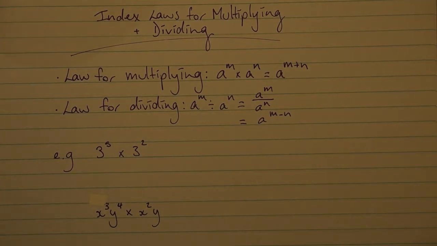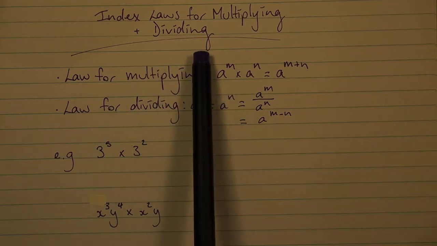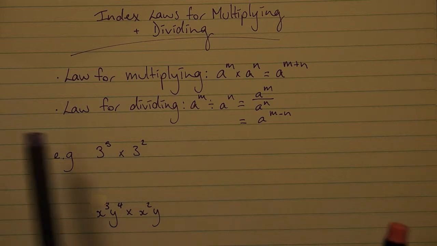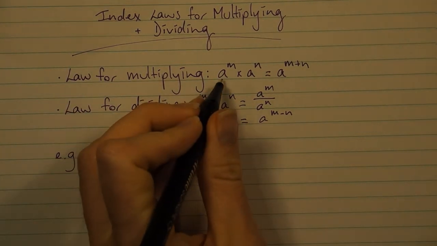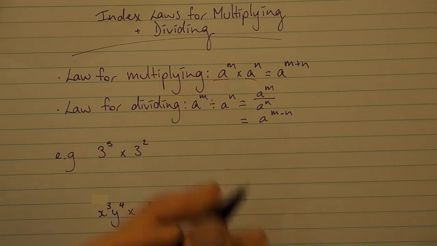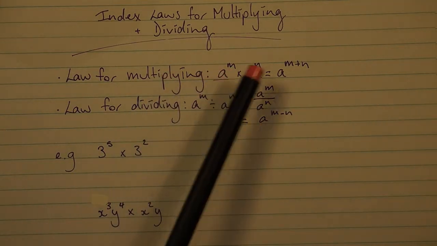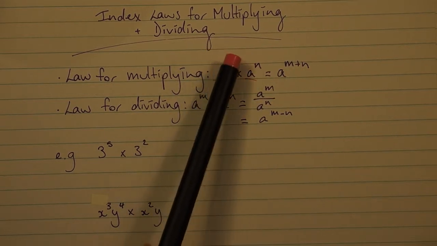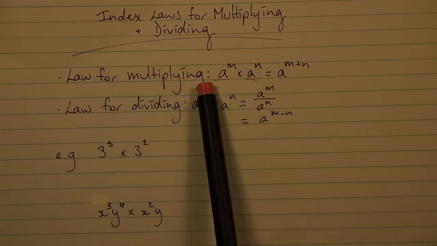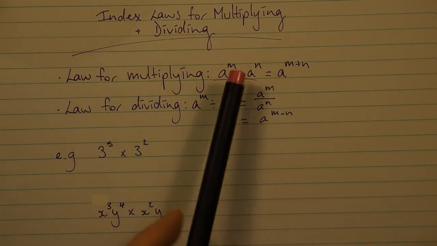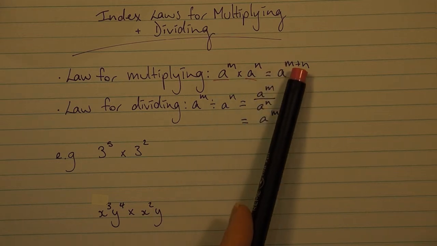So we're looking at the index laws for multiplying and dividing. Essentially, the law for multiplying says that when we have one power multiplied by another, where the bases are the same (remember, the base is the large number that's written, or the pronumeral), we add our indices, so our powers, together. So if you've got, for example, a to the power of m multiplied by a to the power of n, in its simplest form we write that as a to the power of m plus n.